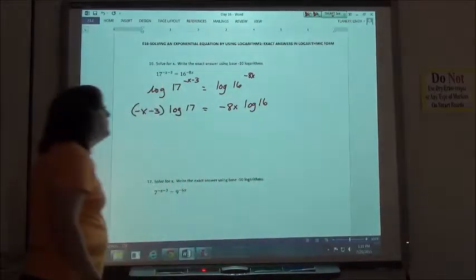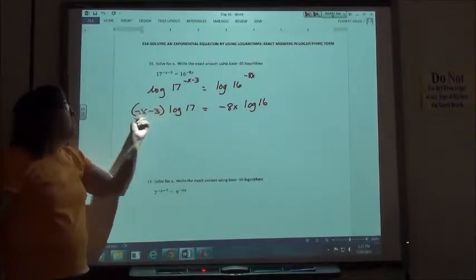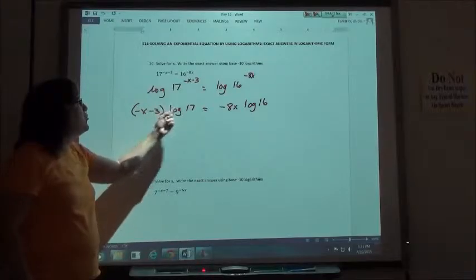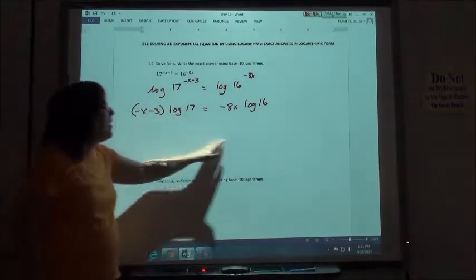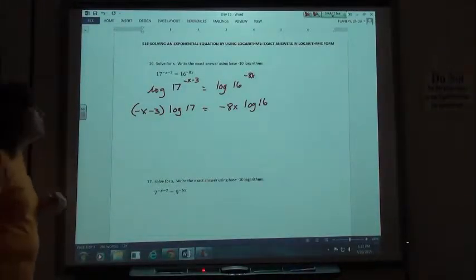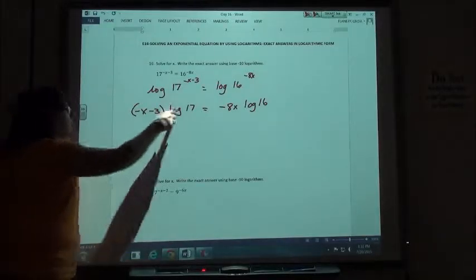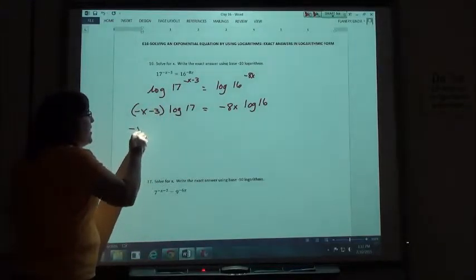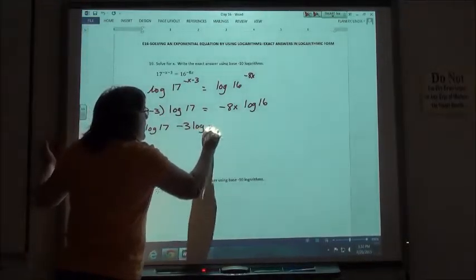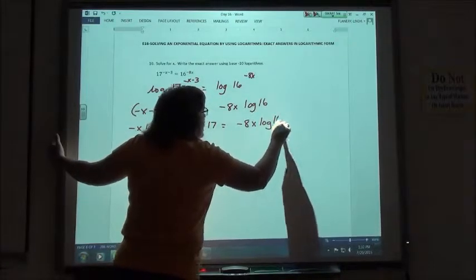Now here, I want to solve this for x, and since there's an x on both sides, I'm going to have to use my distributive property. Otherwise, I'd probably just go ahead and divide by my logarithm, but I can't divide by my logarithm in this case because I've got x's already on both sides. So I'm going to use my distributive property. Negative x log of 17 minus 3 log of 17 equals negative 8x log of 16.